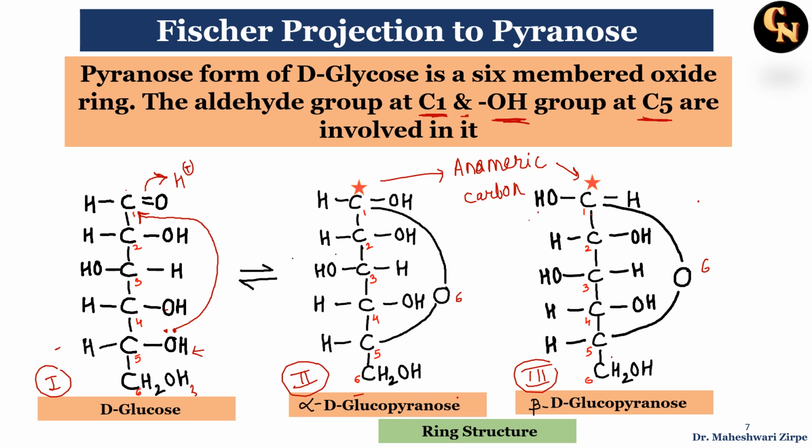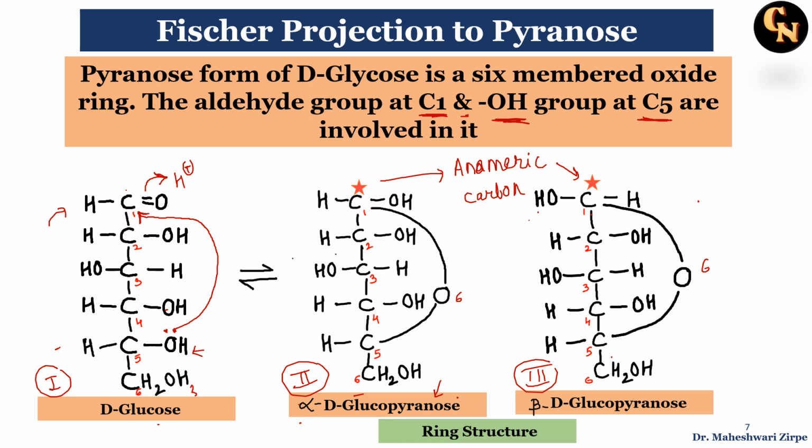Now when this oxygen lone pair attacks, it may attack from this side or from the other side. So depending on where it attacks from, we get two isomers. One is alpha and the other is beta. It is alpha-D-glucopyranose. Why gluco? Because the structure we have got is from glucose. So glucopyranose indicates a 6-membered ring. So D-glucopyranose, but one is alpha and the other is beta.